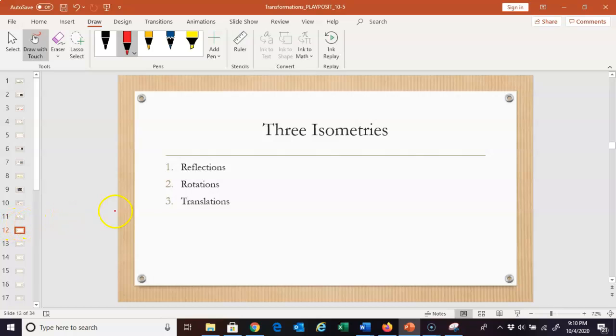So there are three different isometries. We have reflections that we just talked about, rotations. So again, if you just take a shape and turn it around something, you're not changing the size and you're not changing the shape. And a translation. If you were to take a shape and just pick it up and move it to the right, you have not changed anything about the size or shape. So size and shape stay the same for an isometry, for isometric transformations.